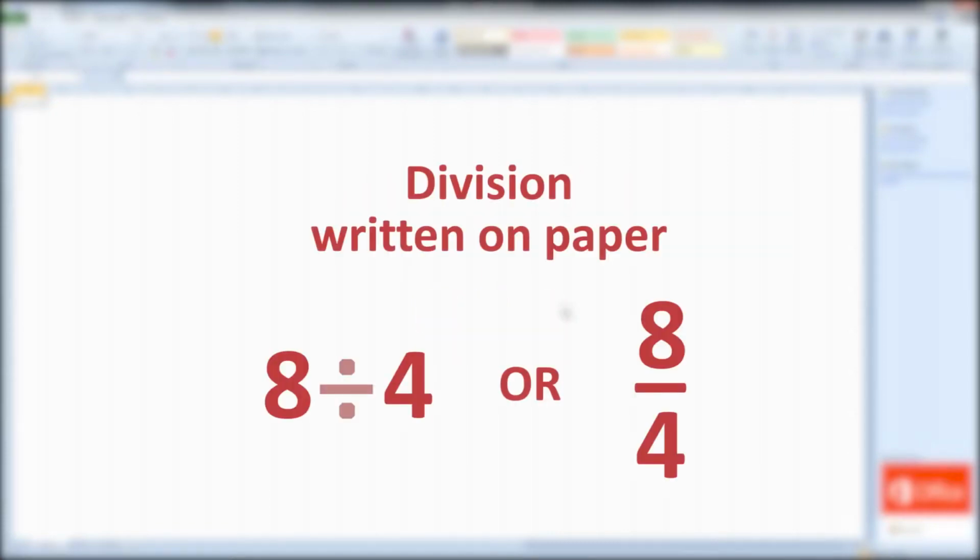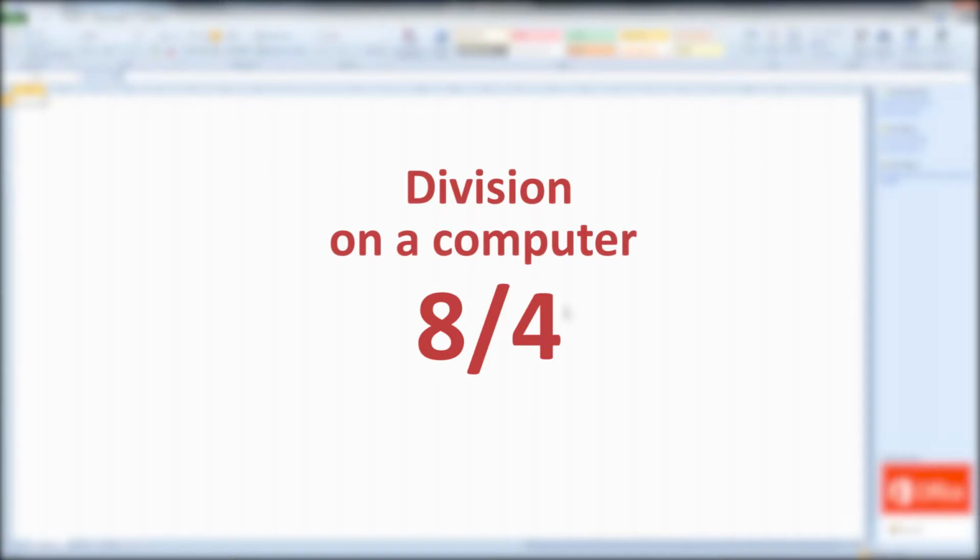The division would normally be written like this. Well, in Excel we use the backslash and it looks like this. So 8 divided by 4 would look like this. The backslash is to the left of the shift key under the question mark.